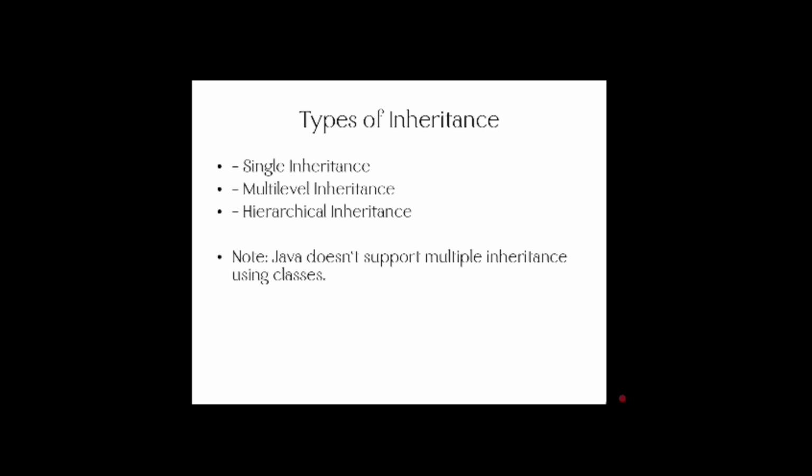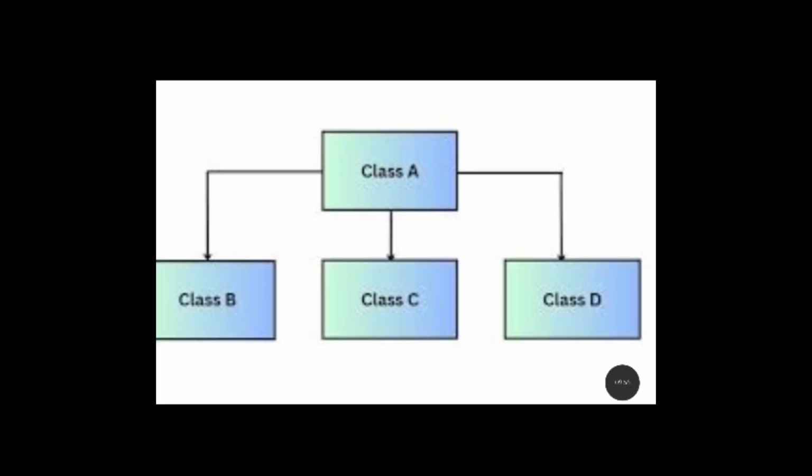Let us see an example. Here is the example. Class A is the base class or the superclass, and from class A, three different subclasses will become, that is class B, class C, class D. All three of them, class B, class C, class D, will acquire the properties from a single superclass called class A.